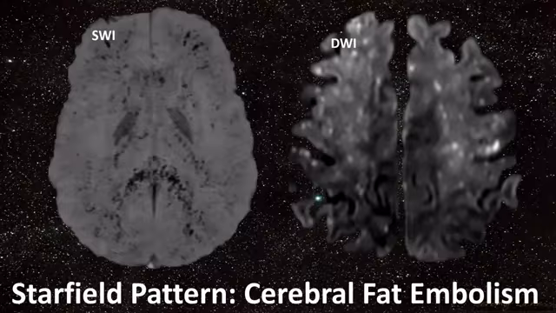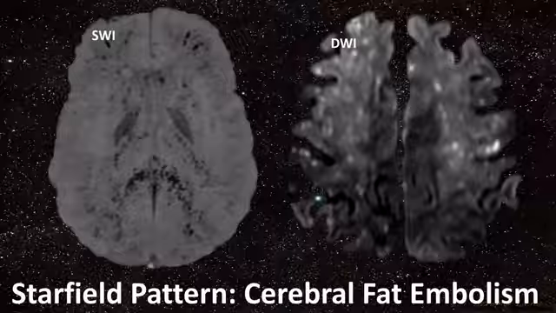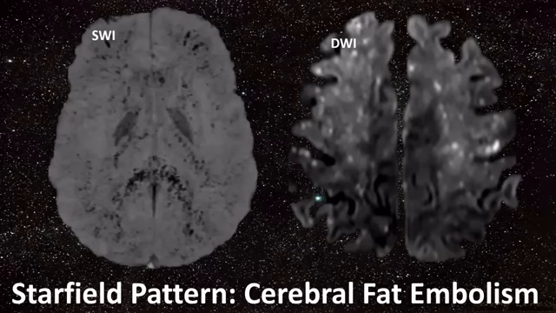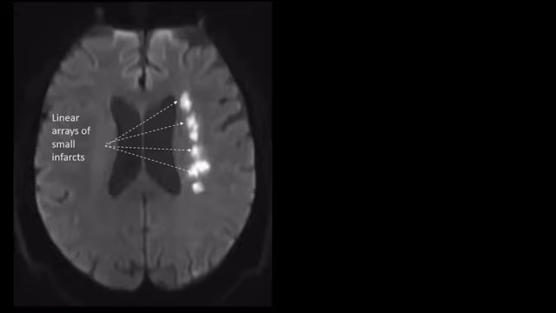So this is also an example of a pattern I find very useful to come to the diagnosis in the right context, because you can have a star field pattern in basically any embolic situation, not just in cerebral fat embolism, but it will never be as extensive in my experience as when you're dealing with cerebral fat embolism. Okay, so probably what to remember.